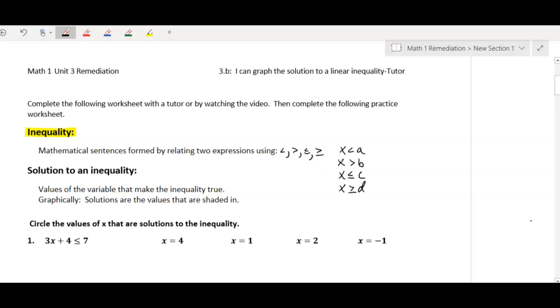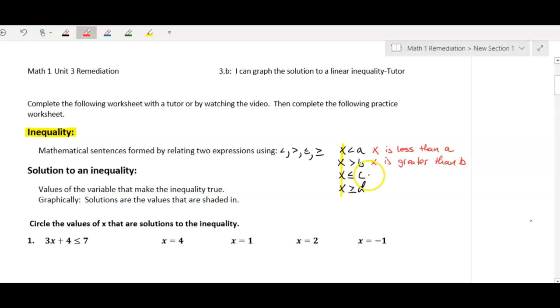Now, it's important to know how to read these and understand that as math teachers, we prefer the variable to be on the left. So when we read it from left to right, in this case, x is less than a. Okay? So remember, the alligator always eats the bigger number. So if a is bigger than x, we know x is less than it. The next one would be read as x is greater than b.